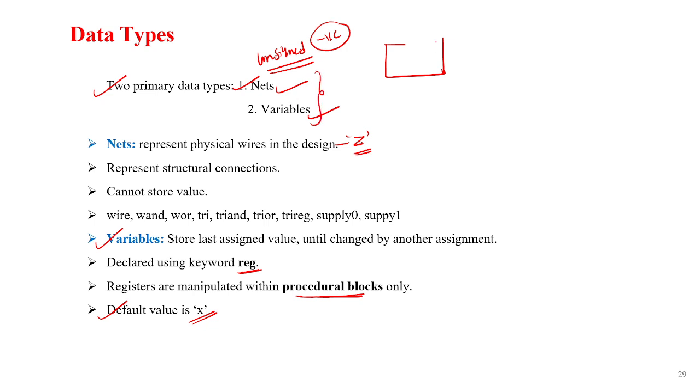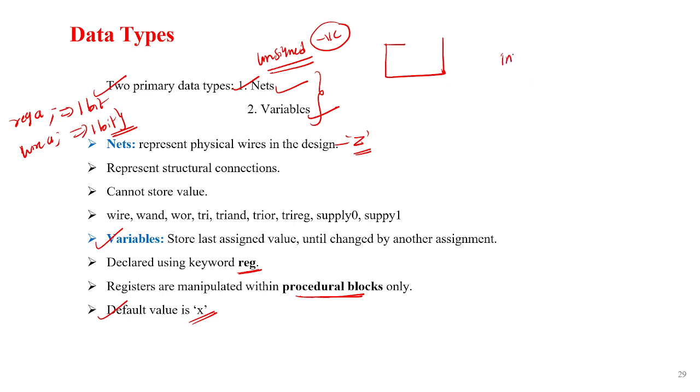What are signed data types? There is one more data type, that is the integer data type. What is the default size? If I consider reg a, the default size is 1 bit only. If I consider wire a, the default size is also 1 bit only.